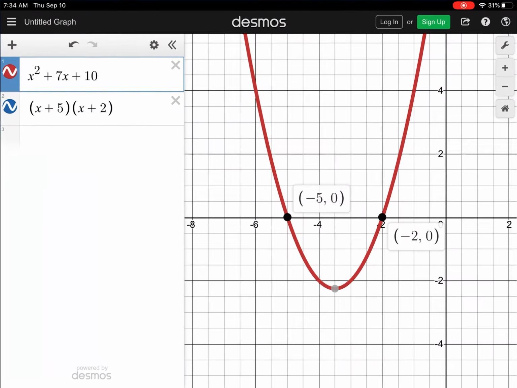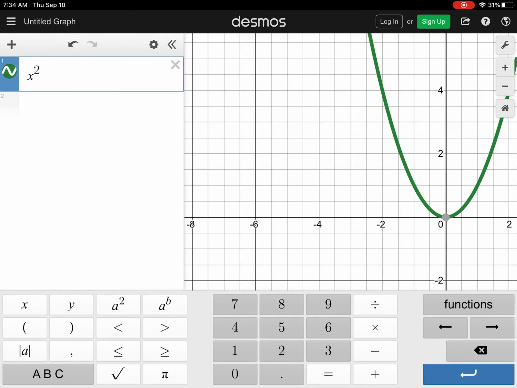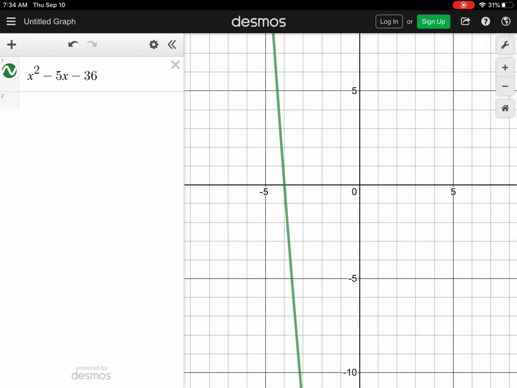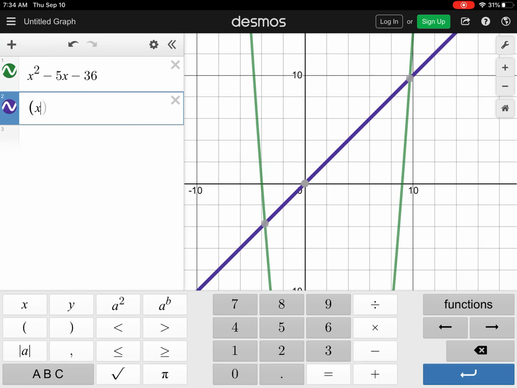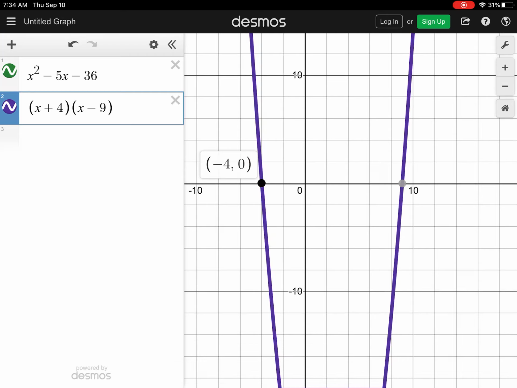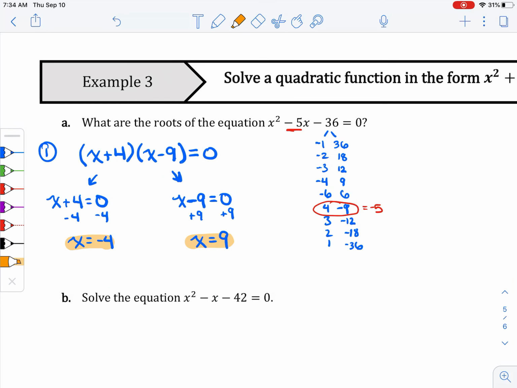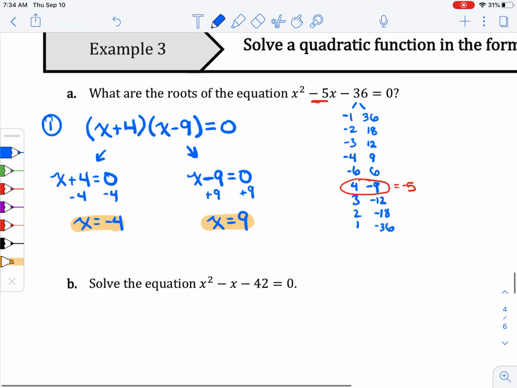So on Desmos, our original equation was x squared minus 5x minus 36. Okay, so it's this big, long function. We factored this to be x plus 4 times x minus 9. Notice, sure enough, that's the exact same function, but this time we can see our solutions are at -4 and +9. So Desmos is always a really good way to check your work. I should label this as kind of our step 2 right here.